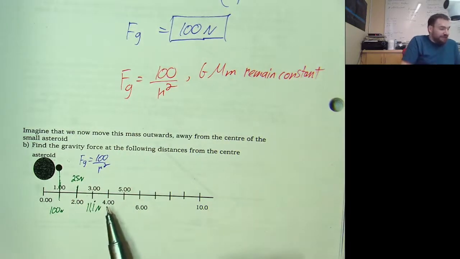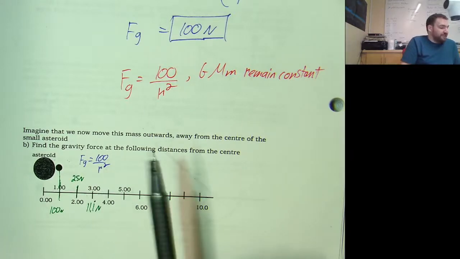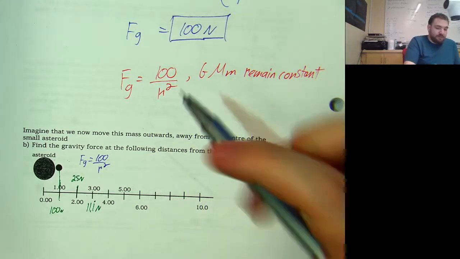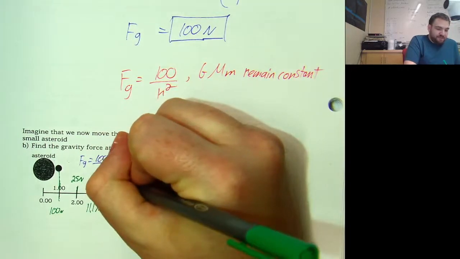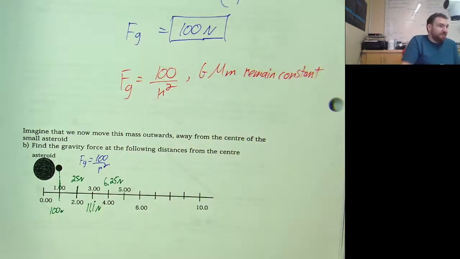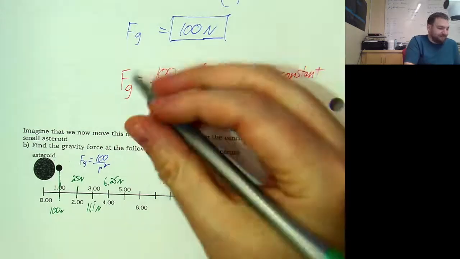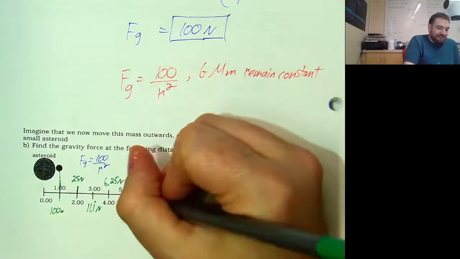We're going to shove 4 in here. That's going to become 4 squared is 16. 100 over 16 is? It is 6.25. Sure, he's just punched it into his calculator. He's good, but he's not that good.